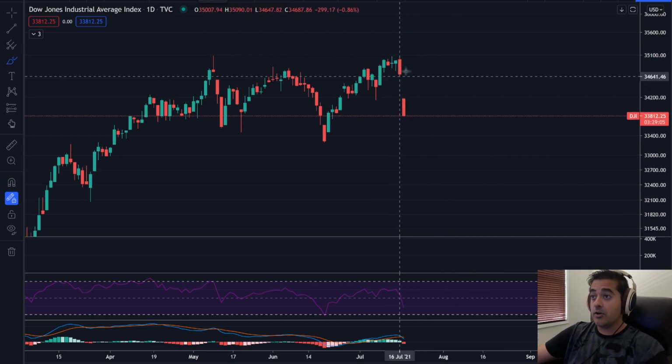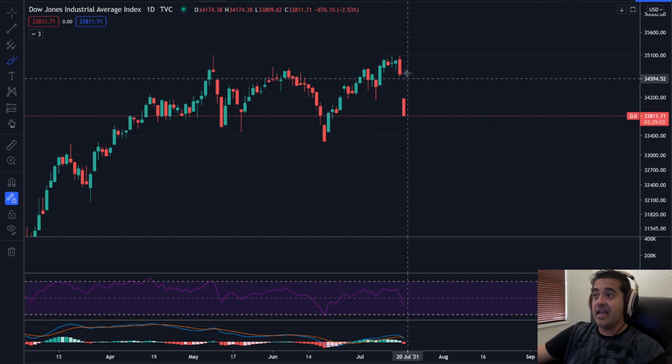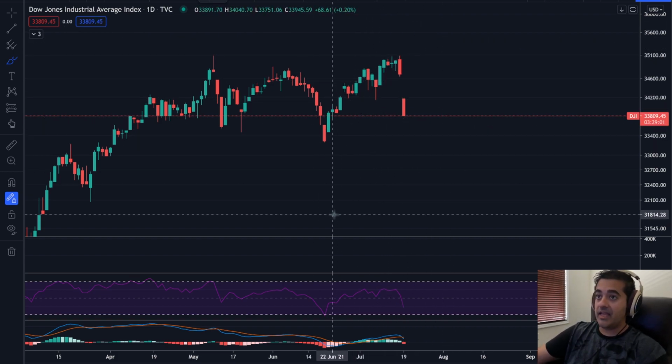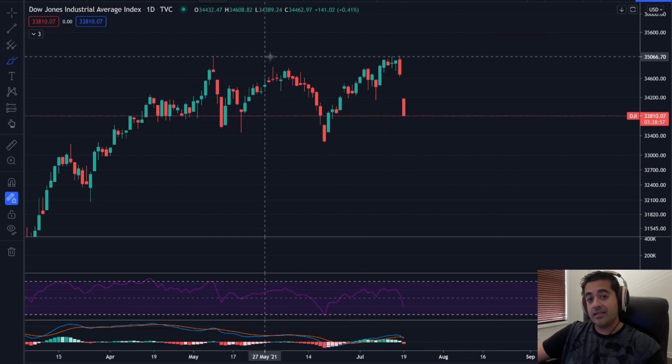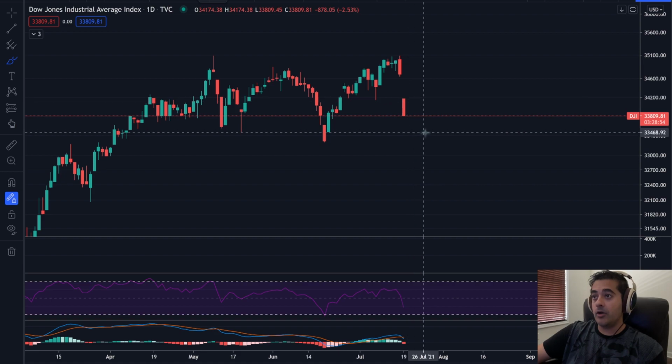So seeing a drop here is very bearish. You would like to see a higher high and then a drop, but that didn't happen. It topped out at the same place twice, over multiple months in between. So that is quite a bearish move that we've seen.